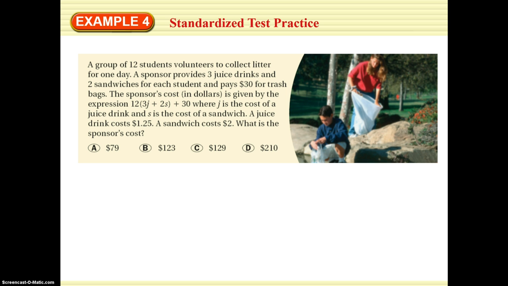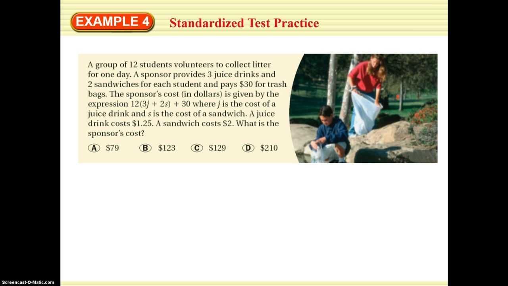Let's do a standardized test practice. A group of 12 students volunteered to collect litter for one day. A sponsor provides 3 juice drinks and 2 sandwiches for each student and pays $30 for trash bags. The sponsor's cost in dollars is given by the expression 12 times 3J plus 2S plus 30, where J is the cost of a juice drink and S is the cost of a sandwich.